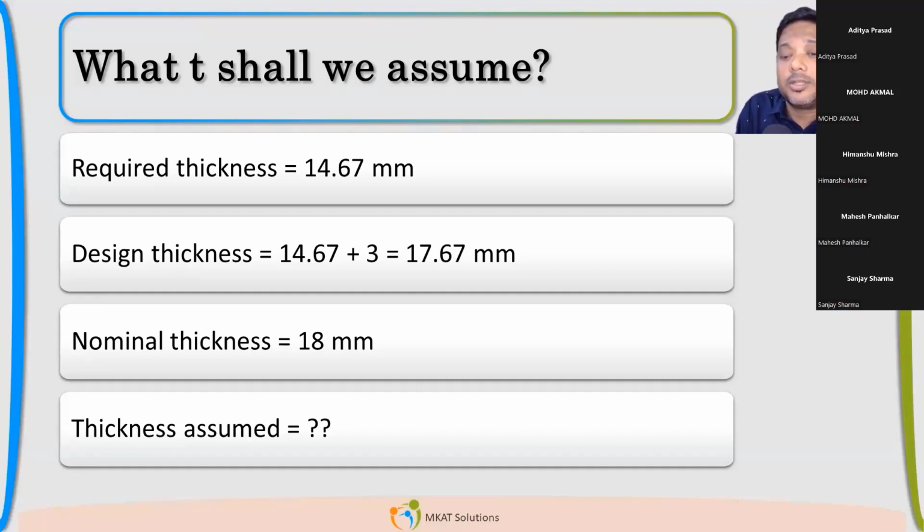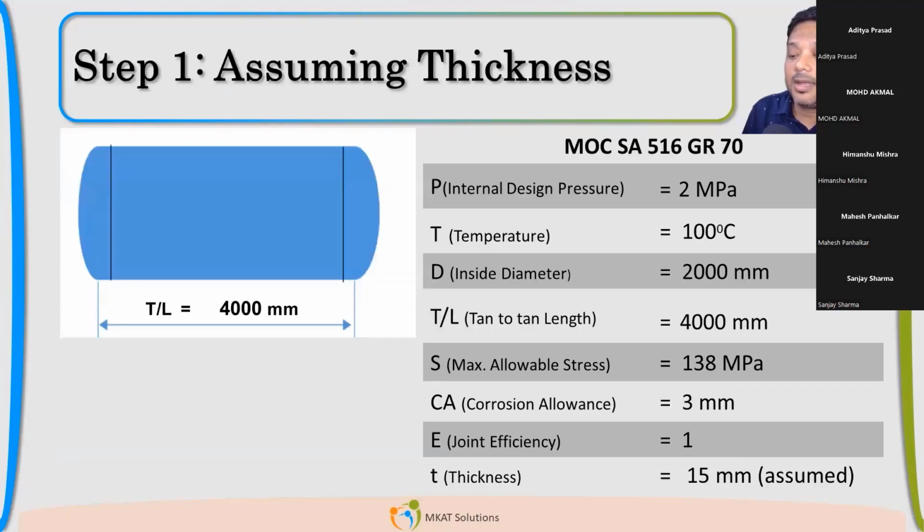So, getting it, guys? Say yes in the chat box if you got it. Why will I select 15 mm? You can select any, but with engineering judgment, if you follow this, you will end up with fewer iterations. That is the only point I have to make. So now we know what thickness assumption I should make so that my calculation will be faster. So I assumed 15 mm.